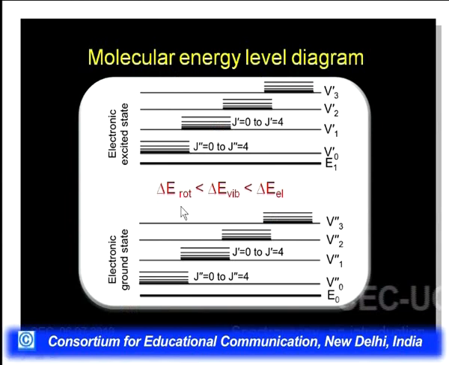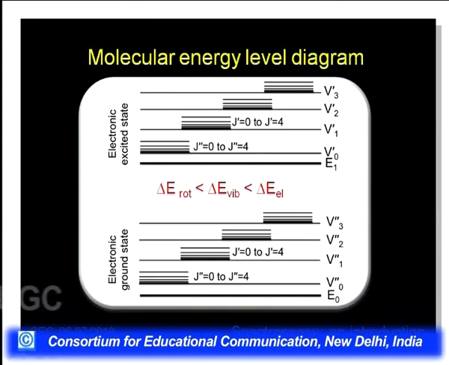One more thing we can take note of, as I mentioned earlier, is that rotation energies are very small, about 1 to 2 centimeter inverse. Vibration energy levels are about 10 to the power 3 times larger, 1000, 2000, 3000 and so on. Electronic energy levels are even 1000 times higher than that, about 10 to the power 6. So rotation is about 1 to 2, or 0 to 10, vibration is about 1000, and electronic is about 10 to the power 6. That is the relationship between the different kinds of energy levels.